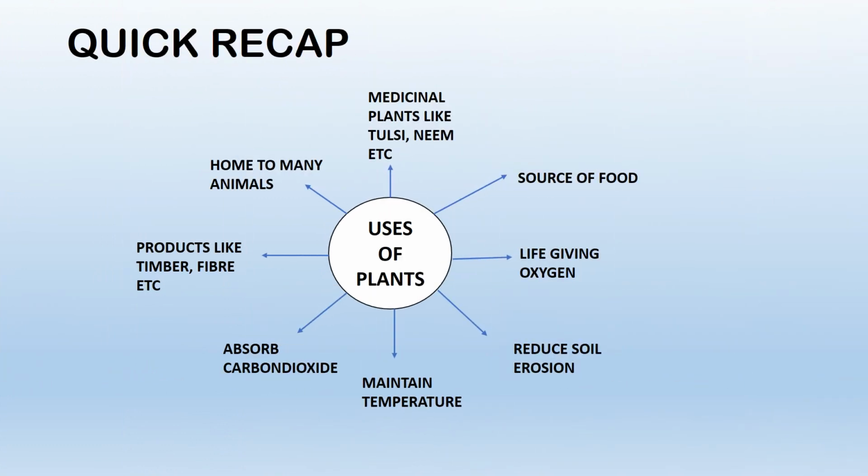Of all that was covered in Module 1, we studied about different uses of plants: medicinal uses, plants as a source of food, plants providing us with life-giving oxygen, reducing soil erosion, and maintaining temperatures. They also absorb carbon dioxide from the atmosphere. They provide us with many products like timber, fiber, and medicinal plants. They are also home to many animals.